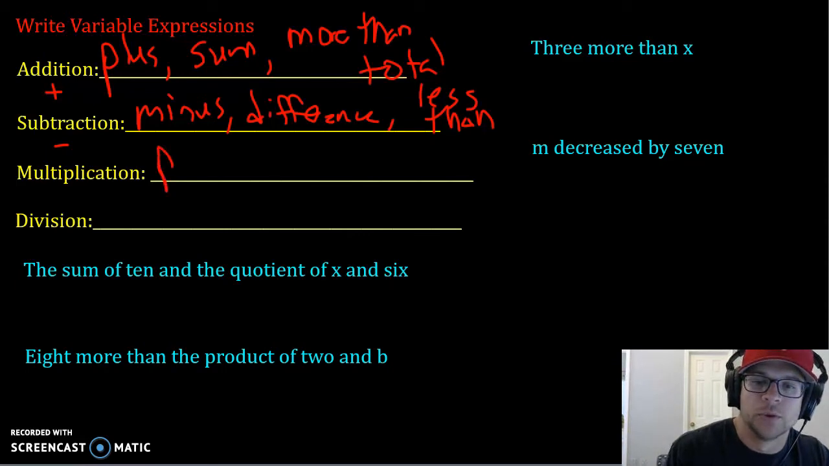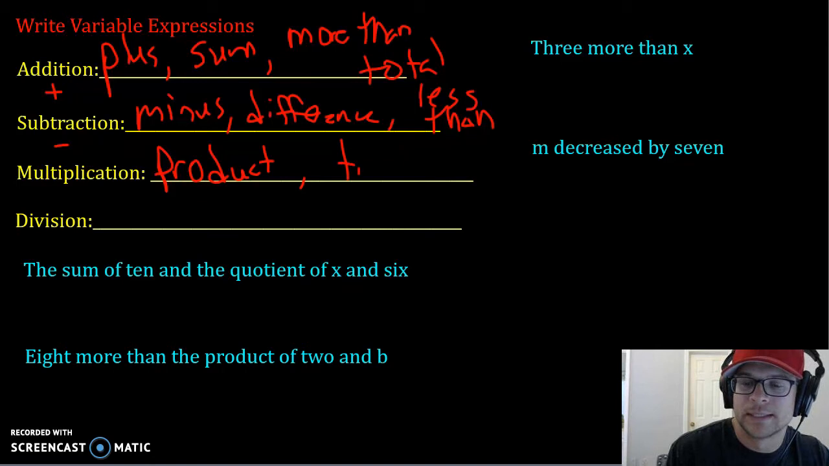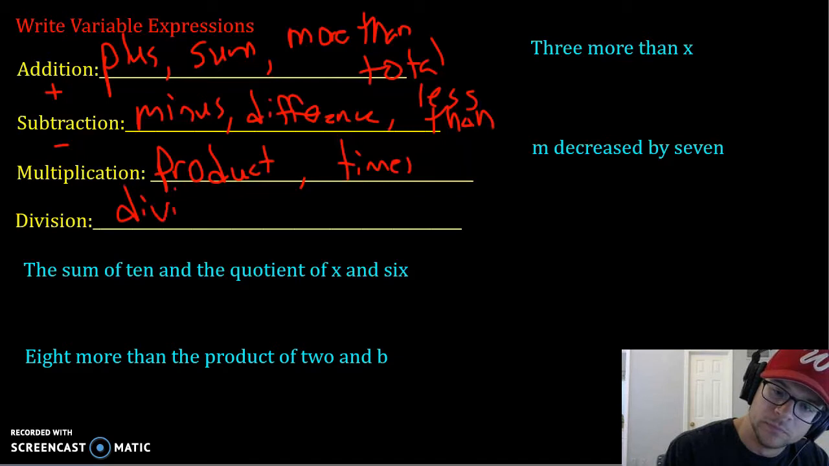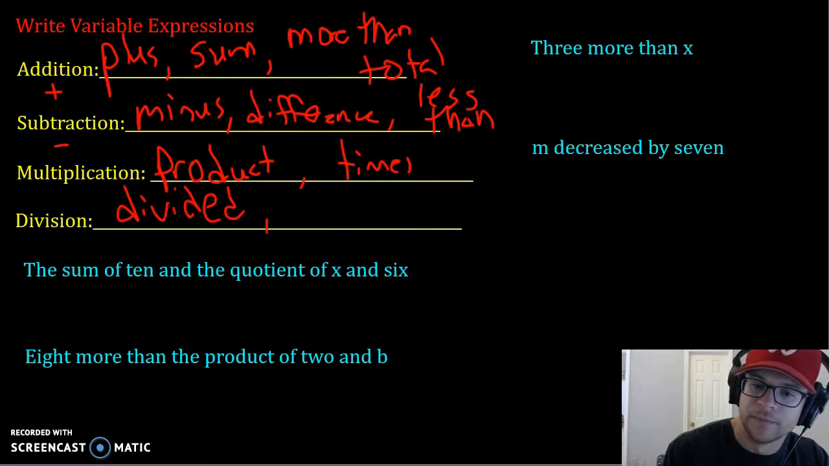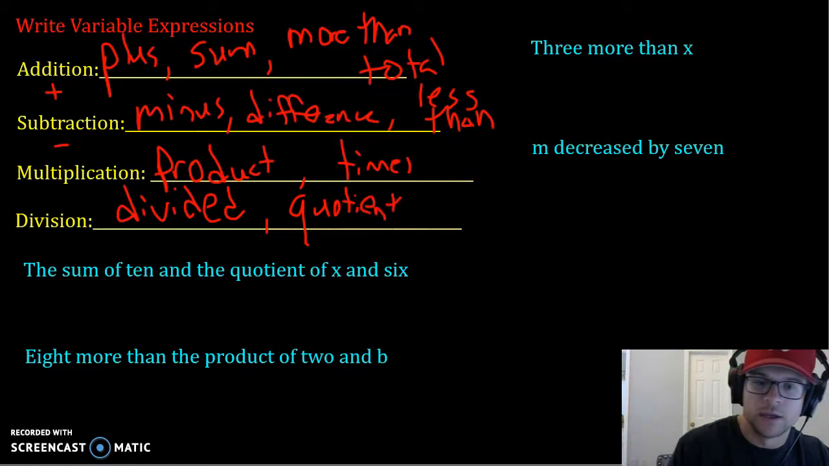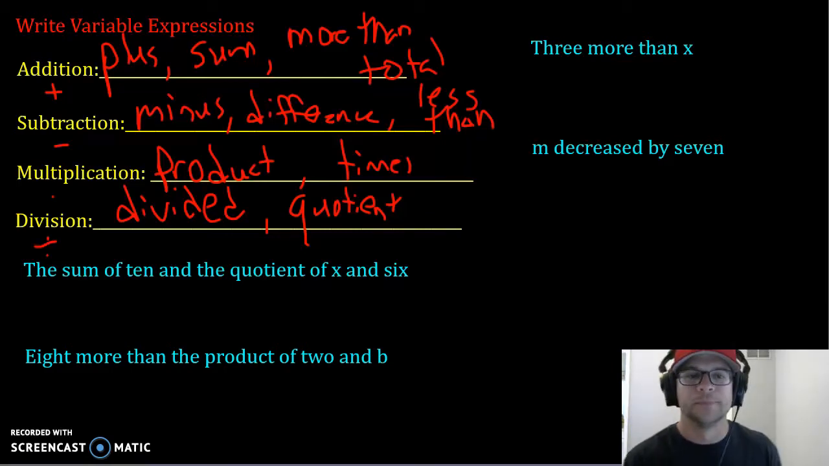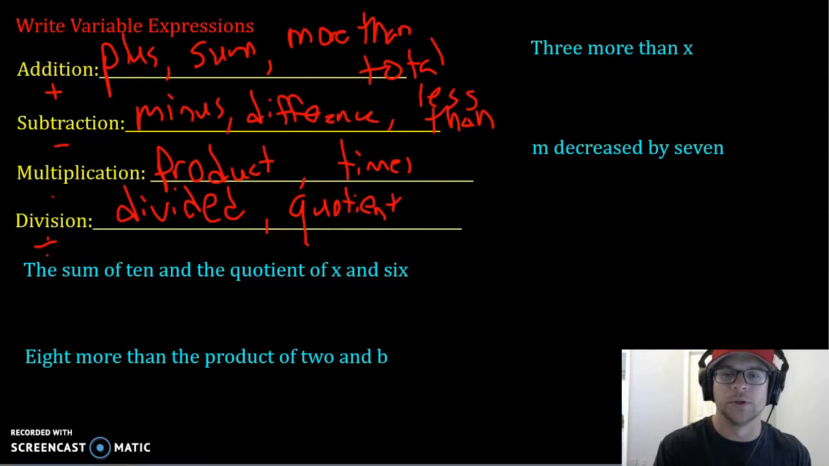For multiplication, another word could be product, could be times. And then for division, you have divided and quotient. I guess I can write your symbols for multiplication. Remember, using the dot now for multiplication, and then division is your division symbol. So first couple examples we're going to go through.